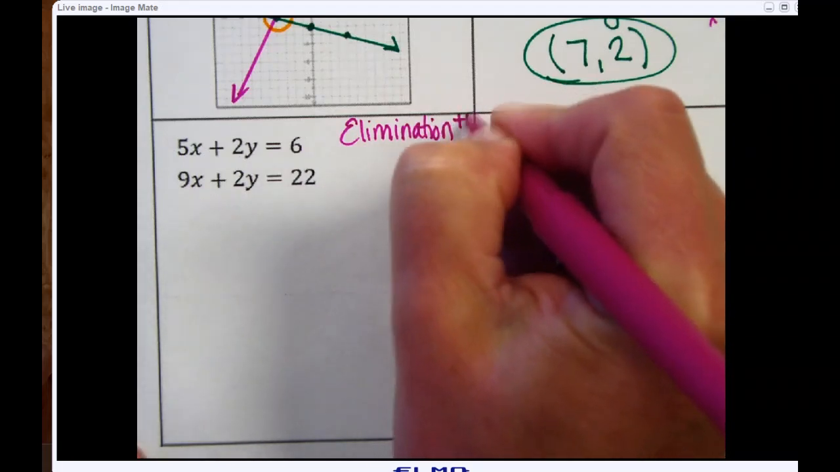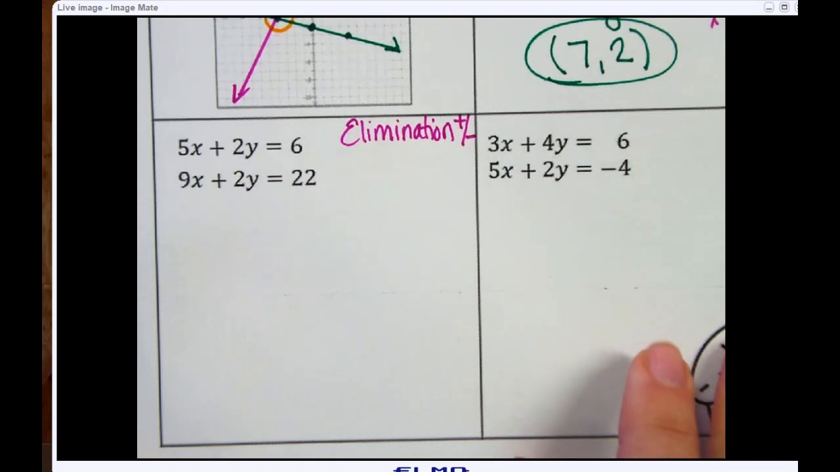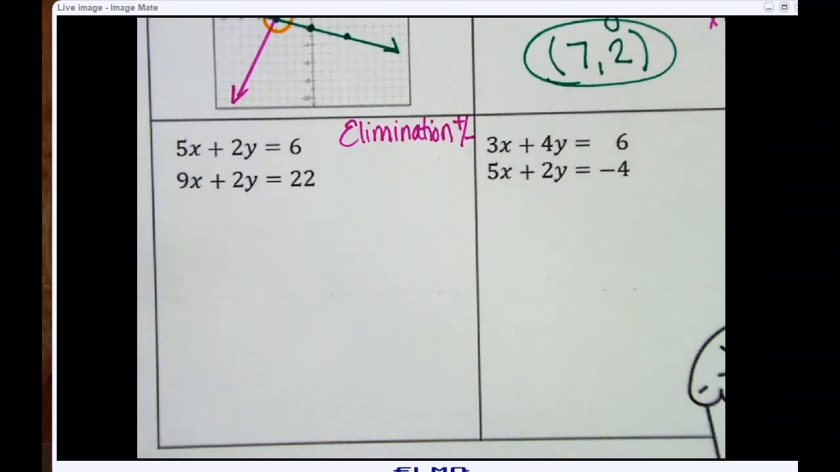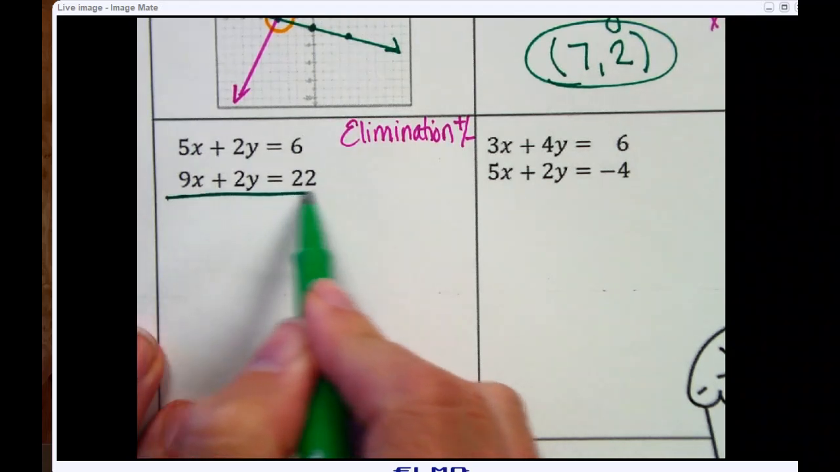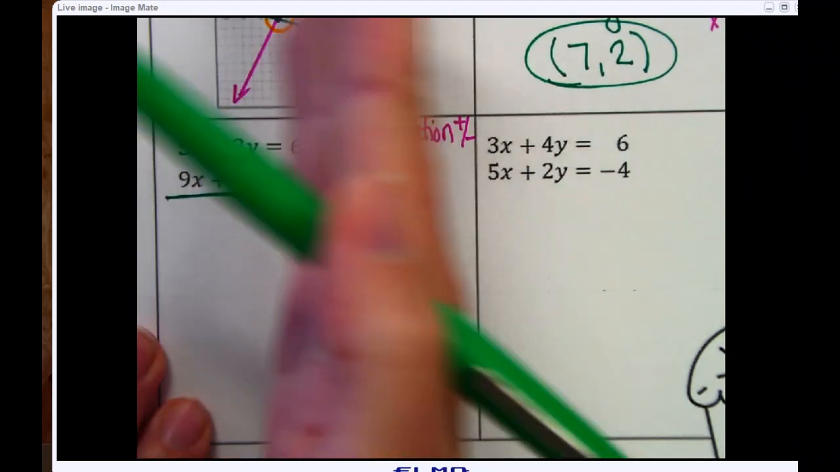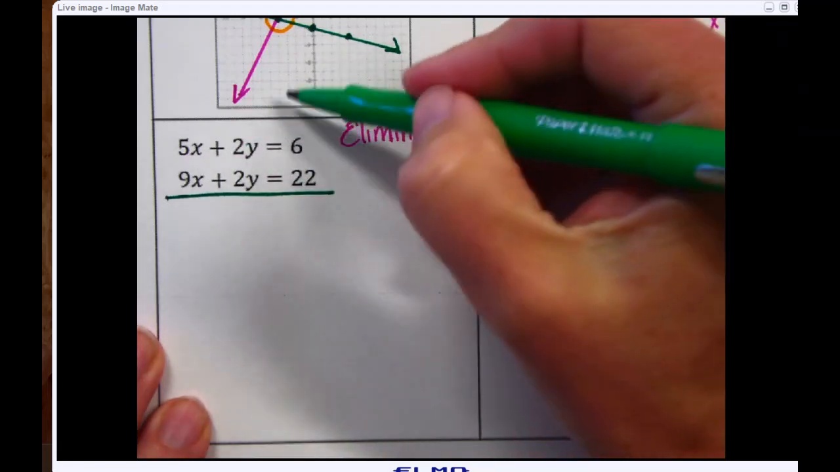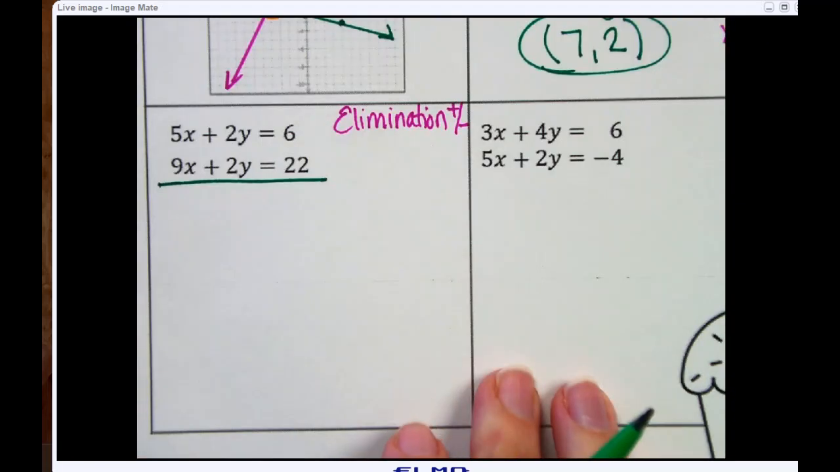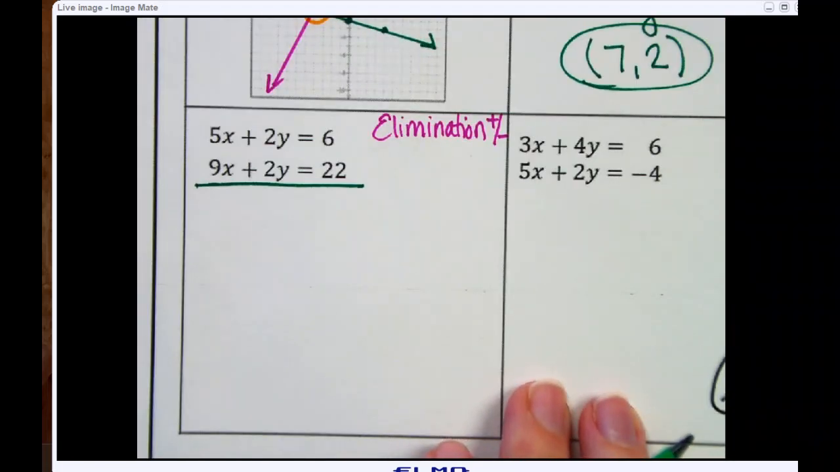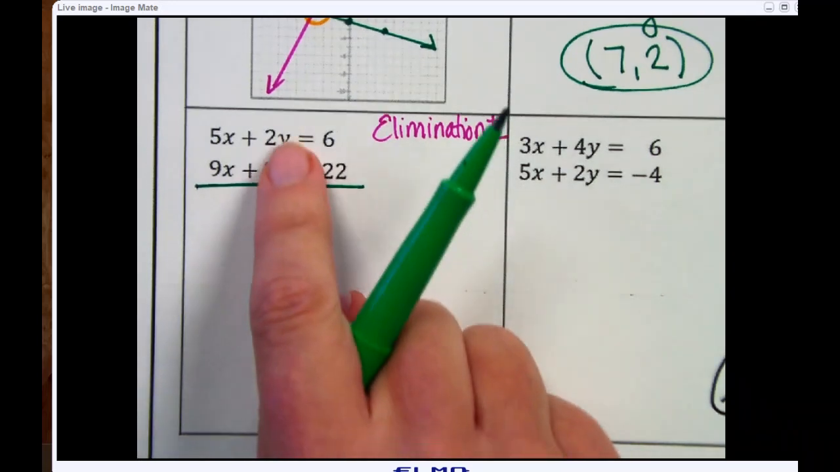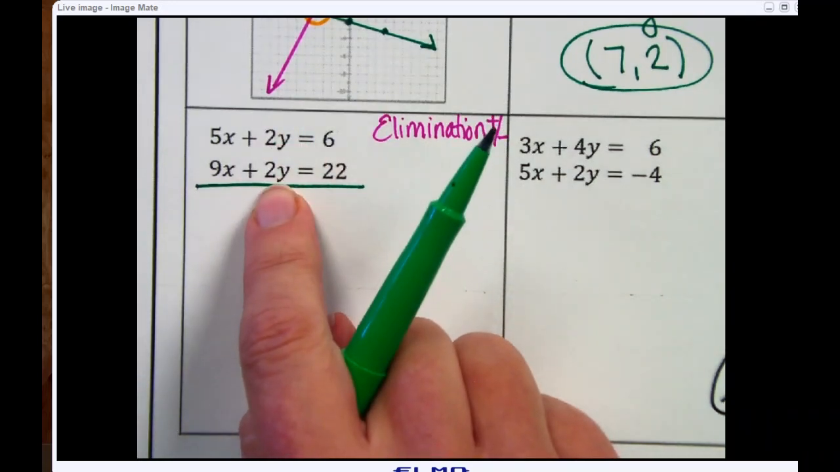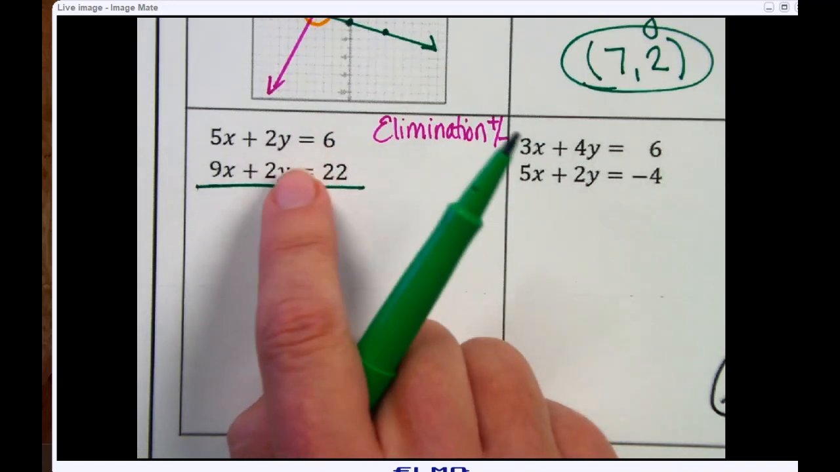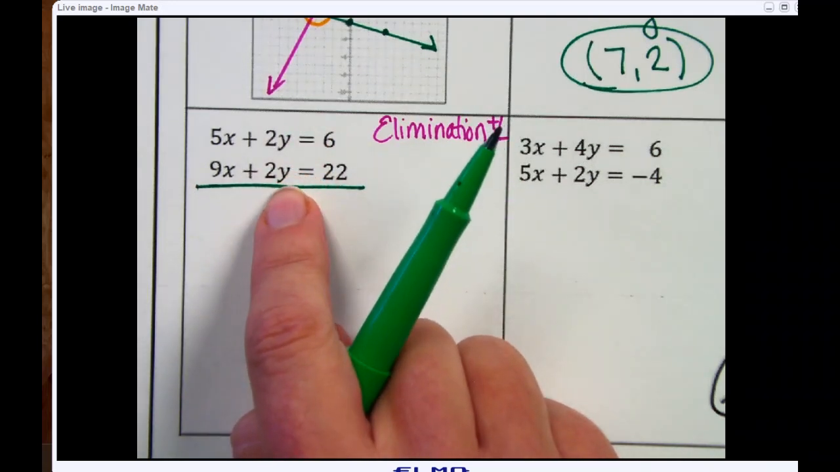Using add and subtract. And I'll show you what I mean. Elimination is when we line up our x's, our y's, our equals, and our constants, and we add our equations vertically. And we want something to disappear. So 2y plus 2y doesn't equal 0. But what if it was 2y minus 2y? Would that equal 0? Yeah.